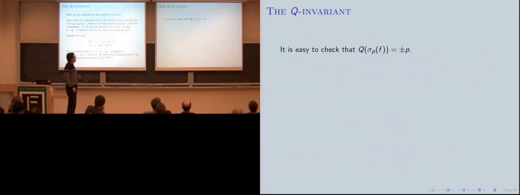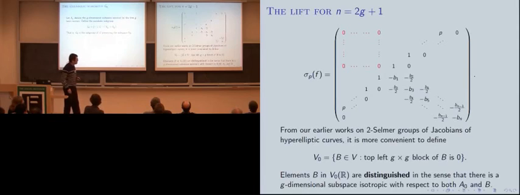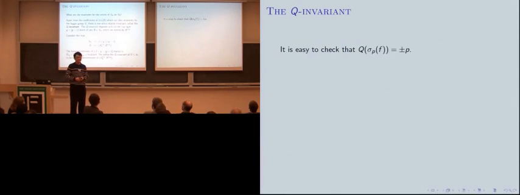The key point is, if you take your lifts and you compute the Q-invariant, it turns out to be plus or minus p. So let me again go back to the lift. There was a plus cA0 at the end, but because of SO2 invariance, you don't have to worry about that. Now you take the top right g by g+1 block. Notice that doesn't depend on f. It's just a bunch of p's and 1s and 0s. So you just plug in the formula for the hyperdeterminant, which in this case is a very explicit formula, and it outputs plus or minus p.